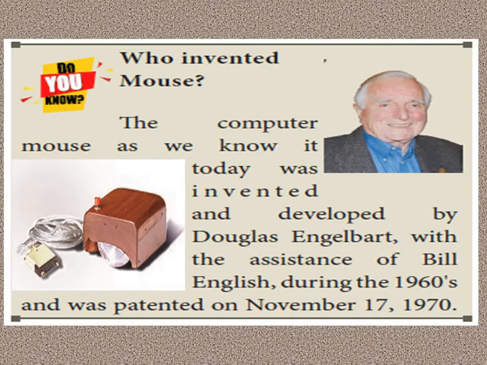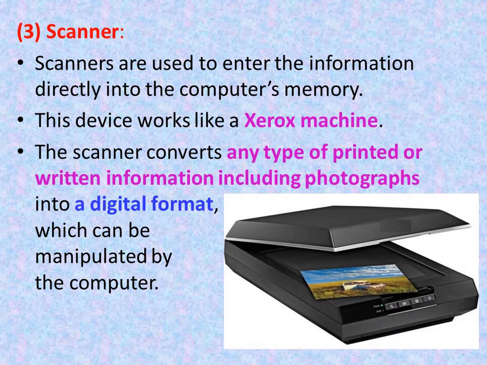The next input device we are going to learn is the scanner. Scanners are used to enter the information directly into the computer's memory. This machine or device works like a Xerox machine. The scanner converts any type of printed or written information, that includes photographs, into digital format, which can be manipulated by a computer. There are different types of scanners, like a flatbed scanner, which we usually use in the office, a sheet-fed scanner, or a handheld, and a drum scanner. The one shown in the picture is a flatbed scanner.